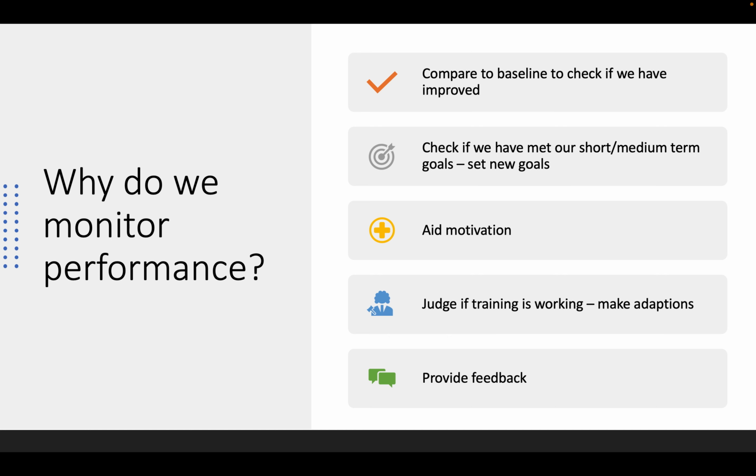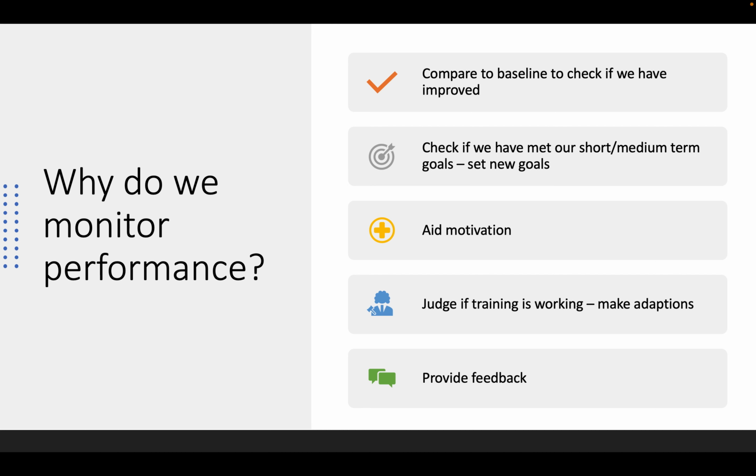Now, if we see that we're meeting these goals and targets, that's going to help to make us feel good. We're going to build some confidence and we're also going to continue to build that desire to improve. So we're going to aid our motivation. If we're using the monitoring process correctly and we're seeing progress, if we see that our skills are getting better or we're getting fitter, it allows us to judge to see if the training is working. And from there, we can then start to make some adaptations.